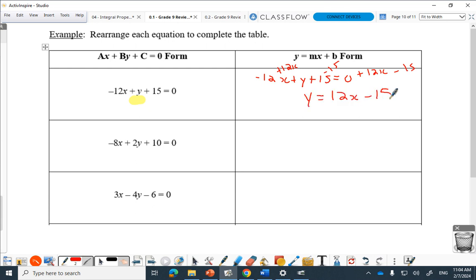Both of those changed their sign, right? Negative 12x is now positive 12x. Positive 15 is now negative 15, making some people believe that you change the sign when you move it over. And that's not true at all. You change the operation. This happened to be adding 15, so it became subtracting 15. So just a little mention of that.